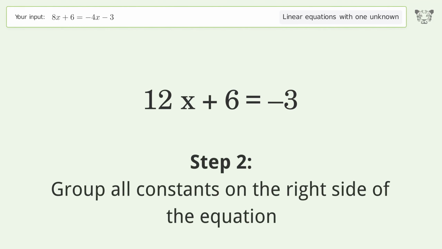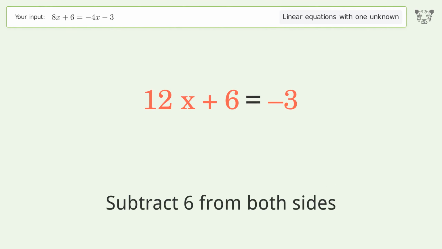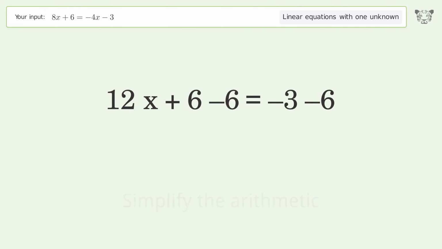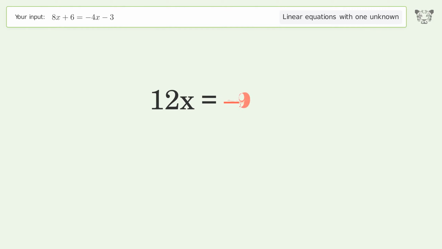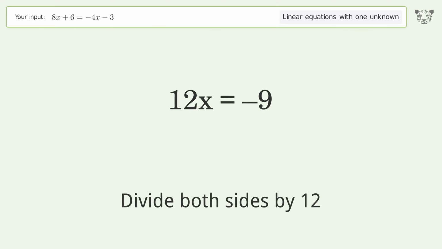Group all constants on the right side of the equation. Subtract 6 from both sides. Simplify the arithmetic. Isolate the x. Divide both sides by 12.